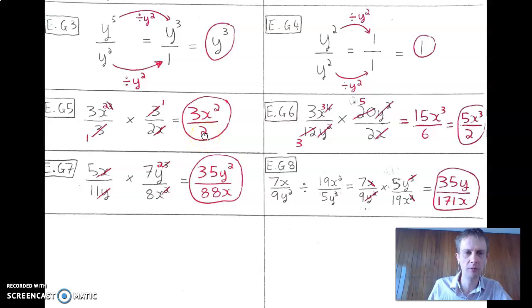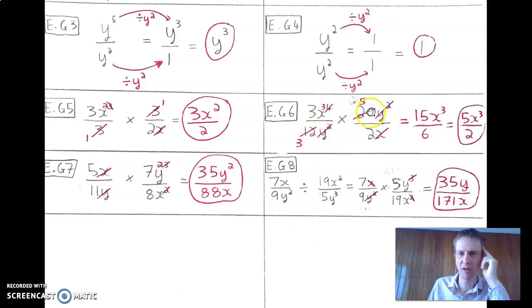Okay, that's that one done. 3x squared over 2. Okay, next we've got 3x to the power of 4 over 12y squared, multiplied by 20y squared over 2x. Fine. Let's look at our numbers first.